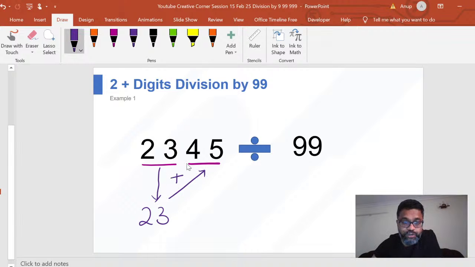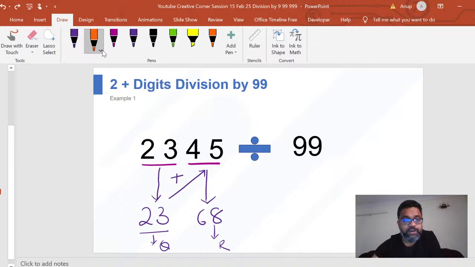Then you add it to 45. When you add it to 45, what do you get? You get a 6 and a 8. So your answer is basically 23 is your quotient and 68 is your remainder. See, remember where to draw the line. The line will be drawn here because you have 2 digits now. Your line will be drawn here, separating the quotient and the remainder. So your quotient is 23, your remainder is 68.